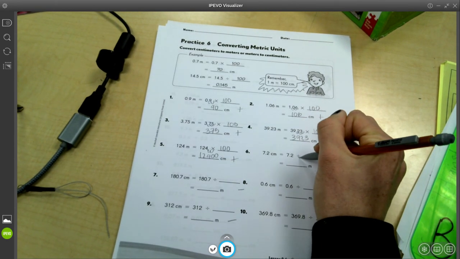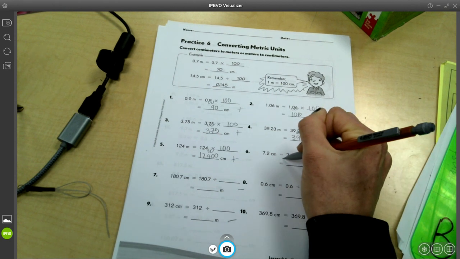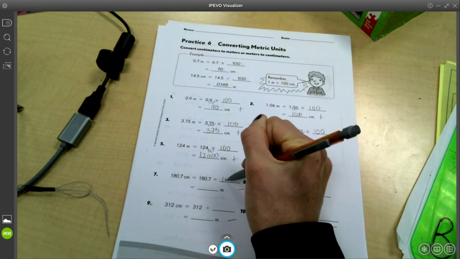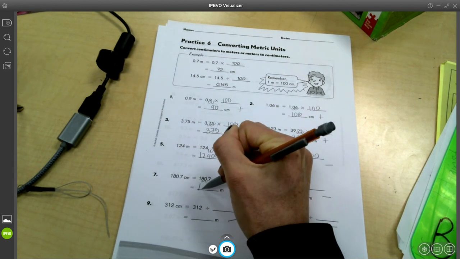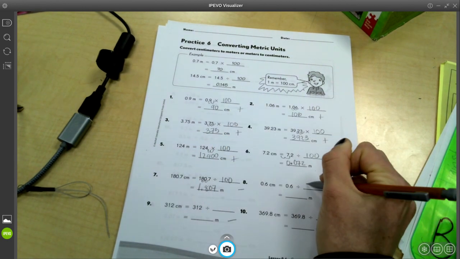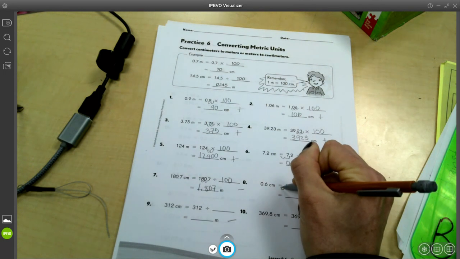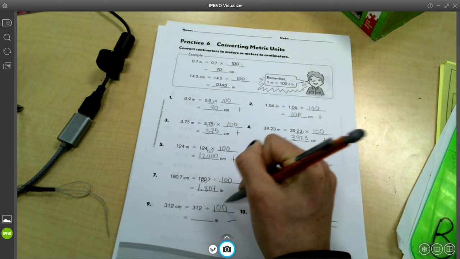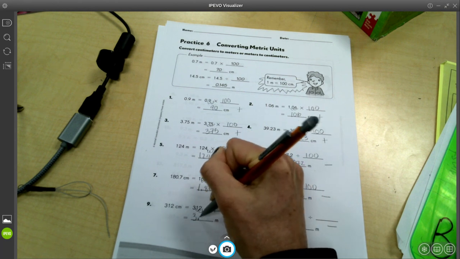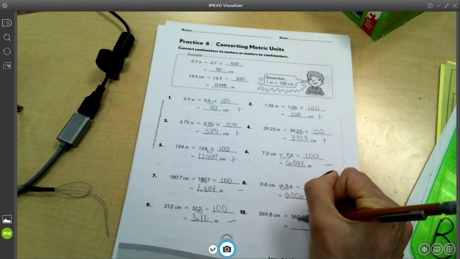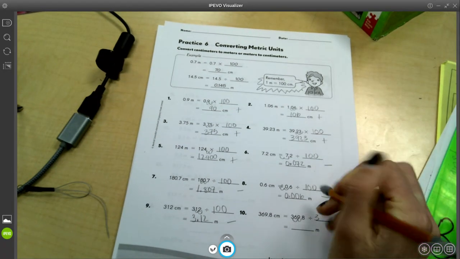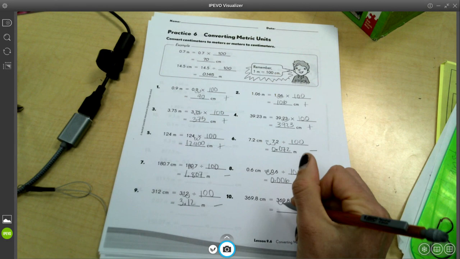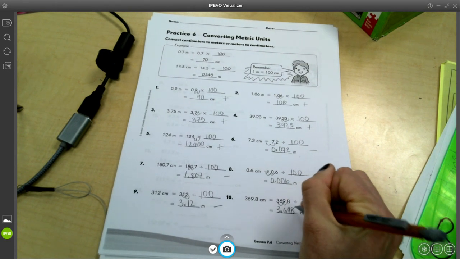12400, dividing by 100, moving over 1, 2. Dividing by 100, 1, 2. Dividing by 100, oops, ahead of myself there. There we go.